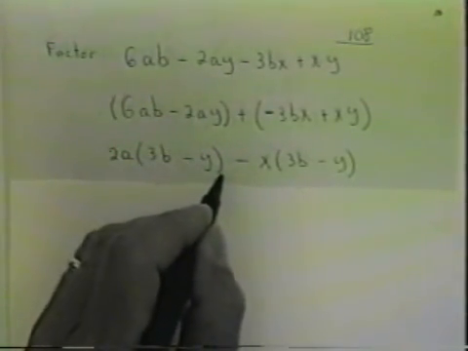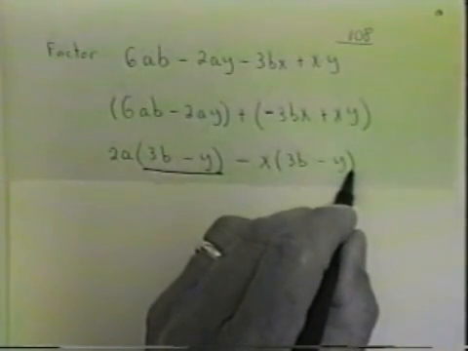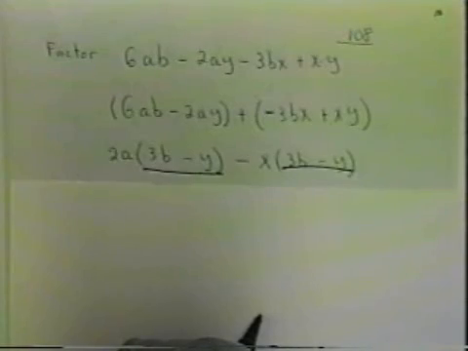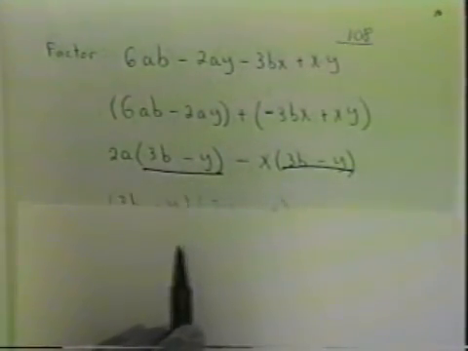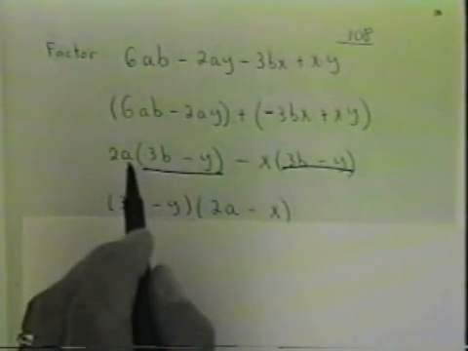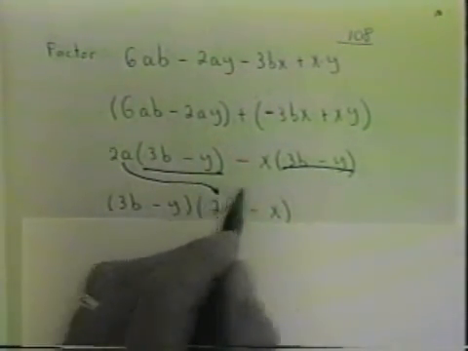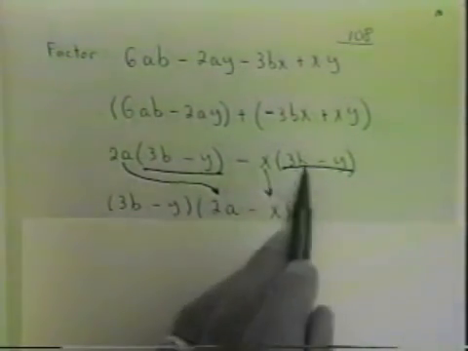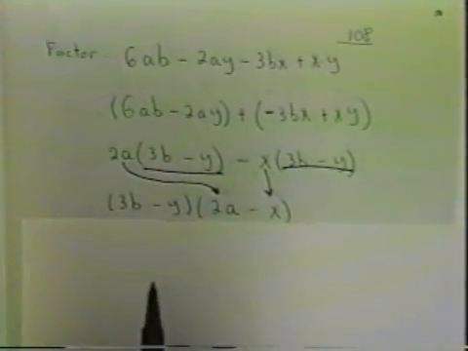Now we have the common pairwise factor of 3b minus y. We have the common binomial factor 3b minus y. Removing that common binomial factor, I have 3b minus y times the 2a minus the x. So I factored out my common factor, 3b minus y. I'm left with the 2a minus x.